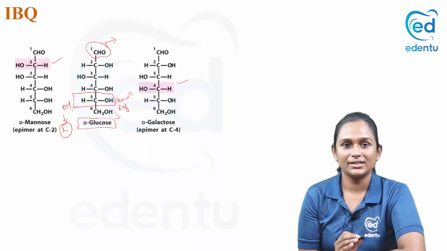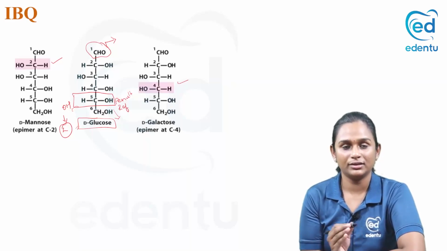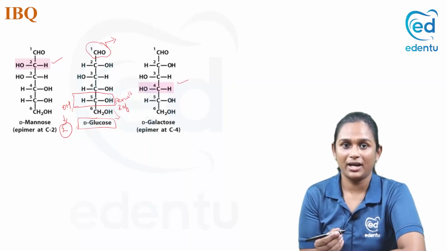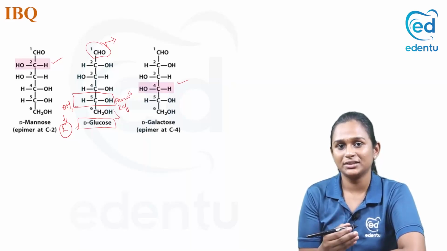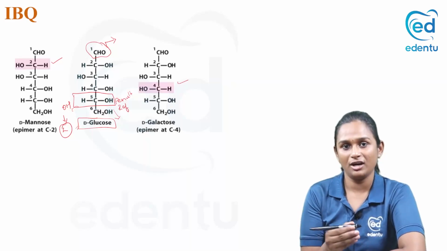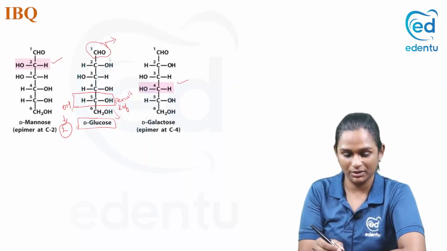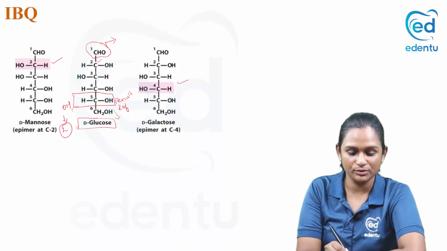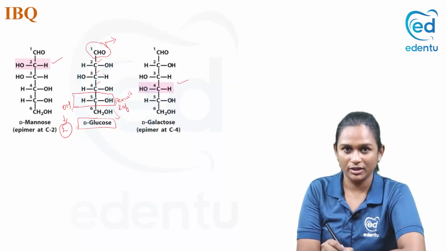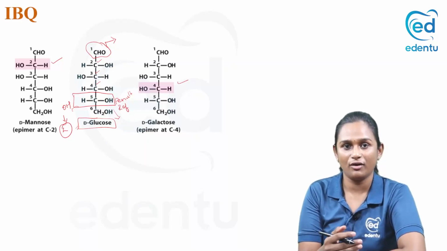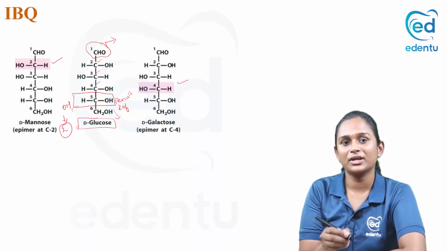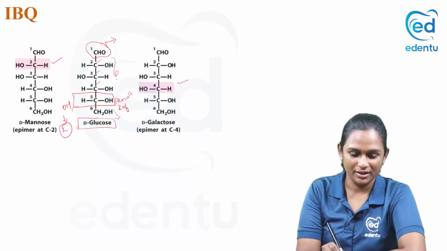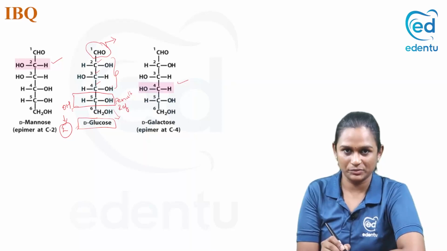Suppose there is a difference in the spatial arrangement of the hydroxyl group with respect to a carbon atom other than the penultimate or reference carbon atom, they are called diastereoisomers. That means if there is a difference in the arrangement of the hydroxyl group with respect to C2, C3 and C4, it can be either C2, C3 or C4, everything together comes under diastereoisomer.